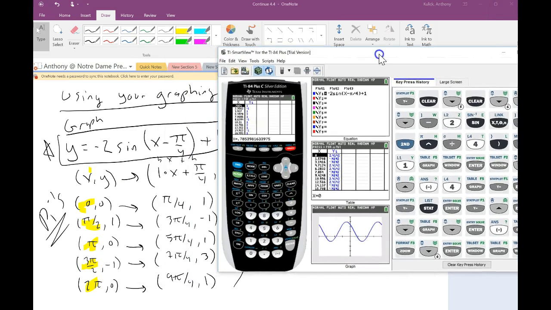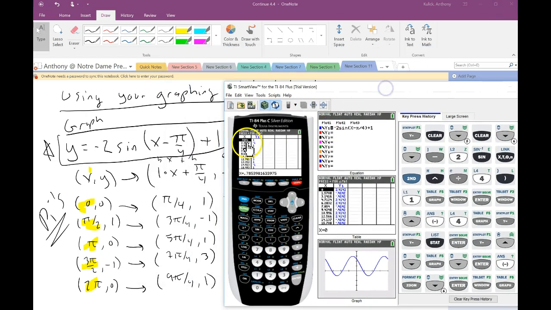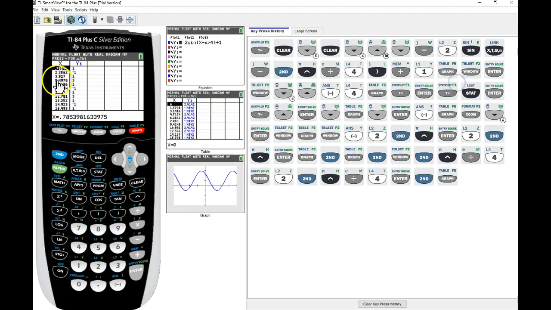And if I look at my table, I'll notice that pi over 4 was this decimal. The y-coordinate is 1, matches exactly. 3 pi over 4, I hope it's this decimal. I could check it on my calculator and make sure it is. It is. And that's -1, etc. With 5 pi over 4 and +1, etc., etc., etc. So this all looks very nice.